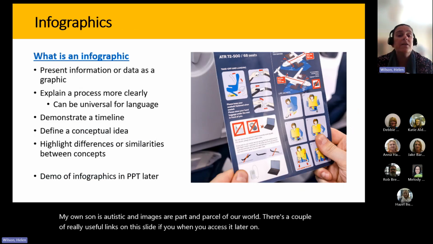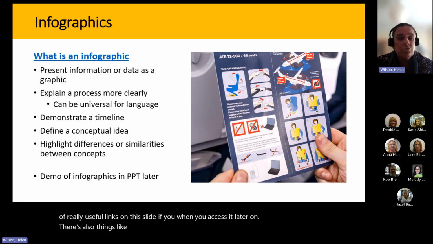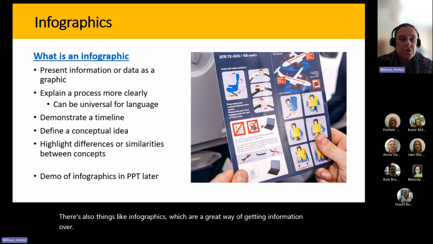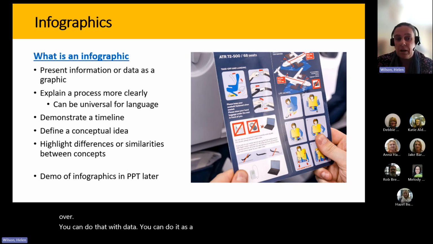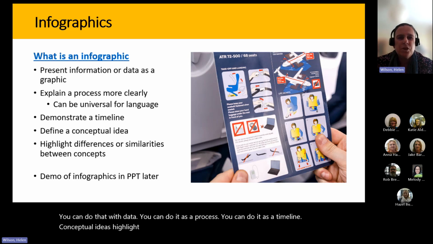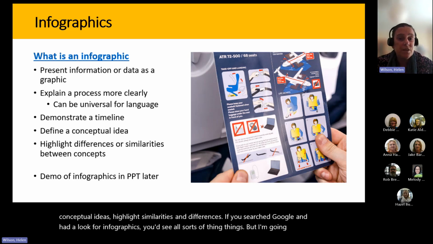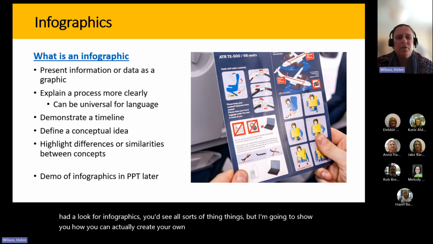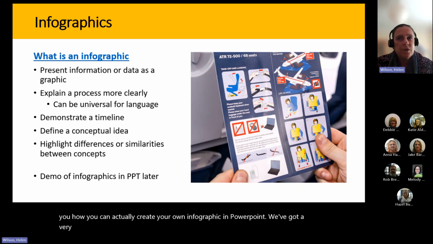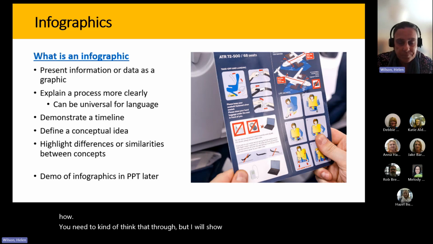There are also infographics, which are a great way of getting information across. You can do that with data, as a process, as a timeline, with conceptual ideas, or to highlight similarities and differences. If you search Google for infographics, you'd see all sorts of things. But I'm going to show you how you can create your own infographic in PowerPoint. I've got a very basic example, but I'll show you the implications for accessibility and how you need to think that through in a demo.